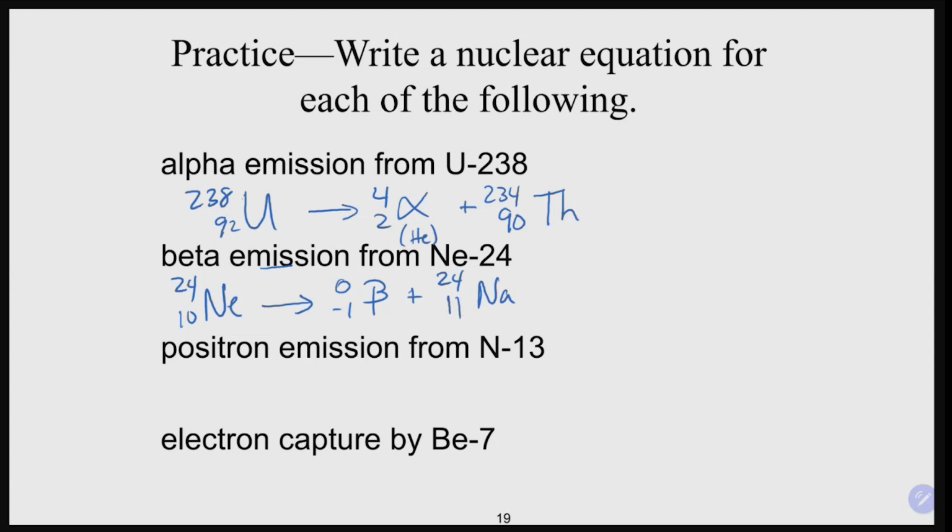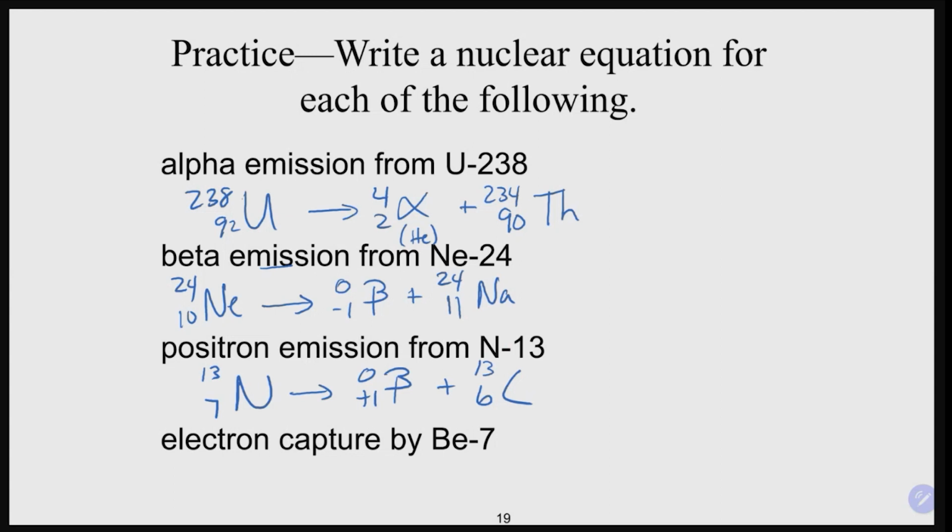Looking at the next one, which is nitrogen-13. Nitrogen-13 up on top, 7 from the periodic table. That's going to give us a positron emission, which is basically like a positive electron. So we've got 7 on the left, 1 on the right, which leaves us a 6 left over, which looks like it should be carbon, I believe. And a 13 on top will also give us 13 on both sides.